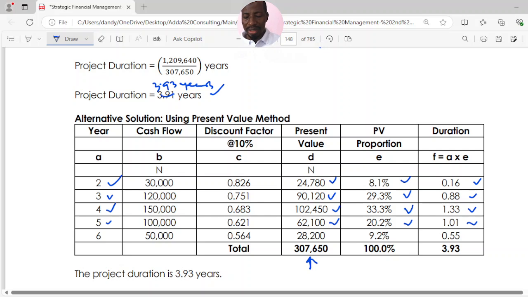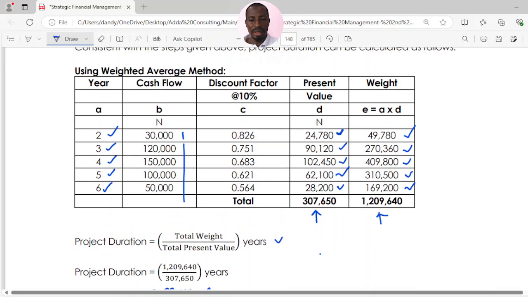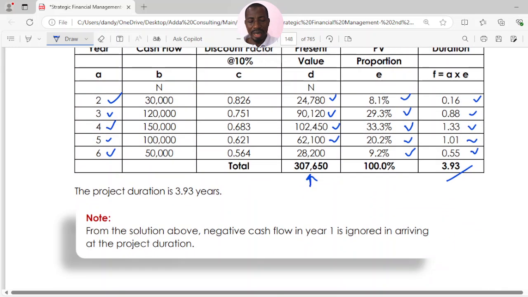Okay, then I will do the last one. 28,200 divided by 307,650 will give me 9.2%. 9.2% multiplied by 6 will give me 0.55. Therefore, you add up all the durations together, that will give me 3.93, which is the same as the duration I got using the weighted average method. So this is how to calculate project duration.